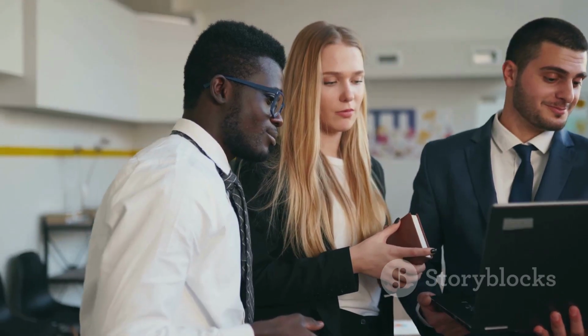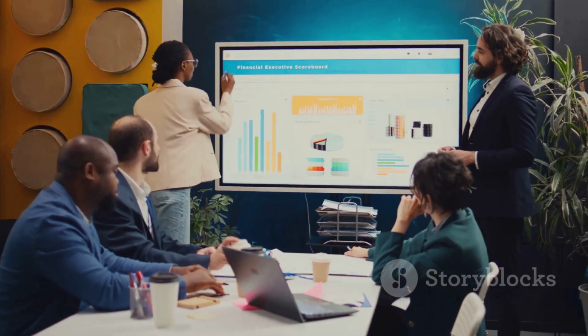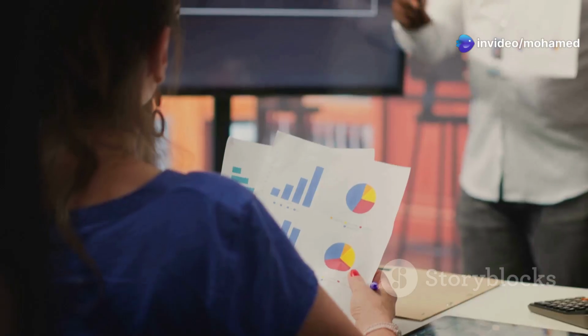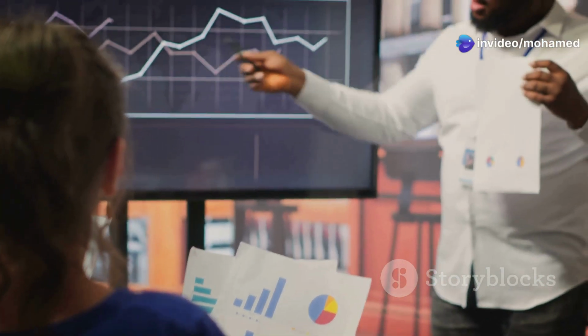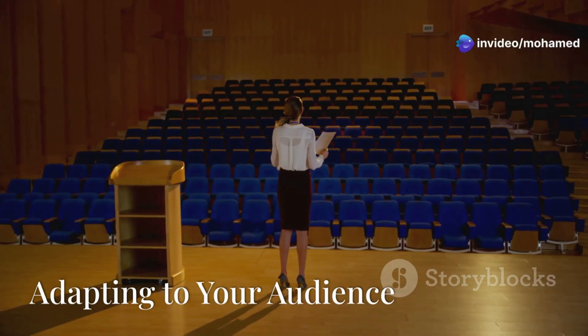Did you achieve what you set out to do? How did your findings address the problem you identified? Highlight the positive effects of your project. Did it improve efficiency, reduce costs, or enhance quality?